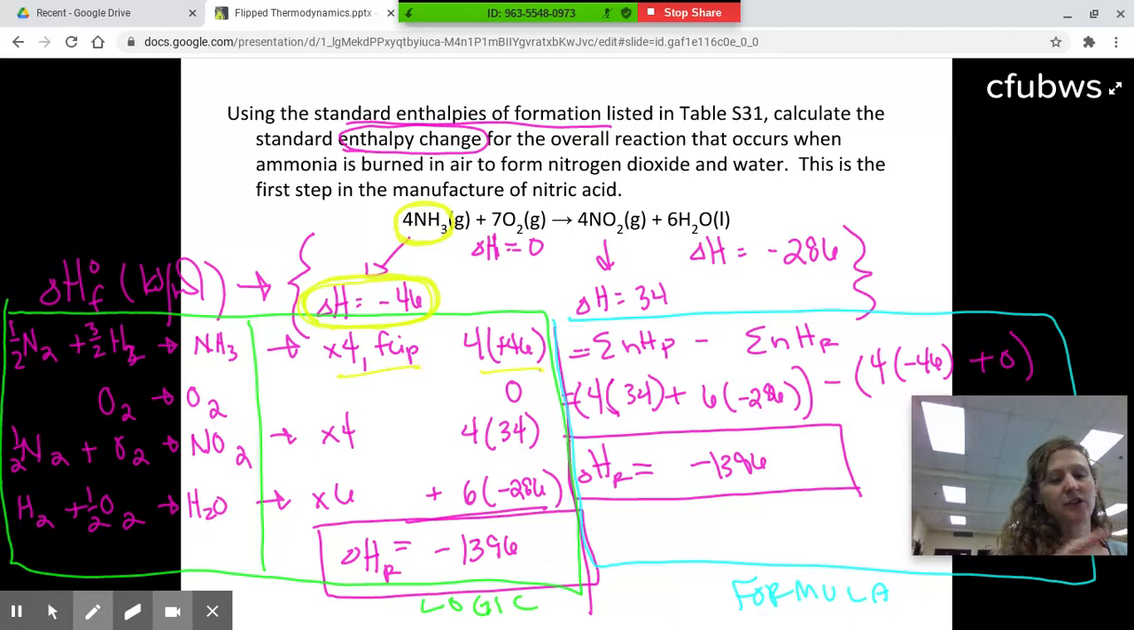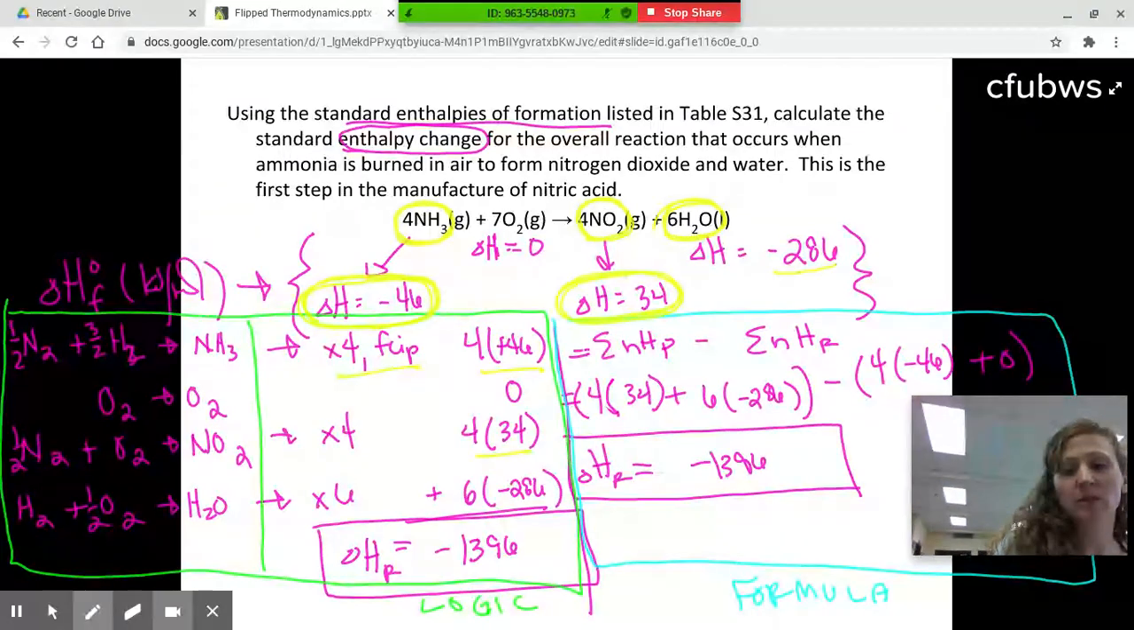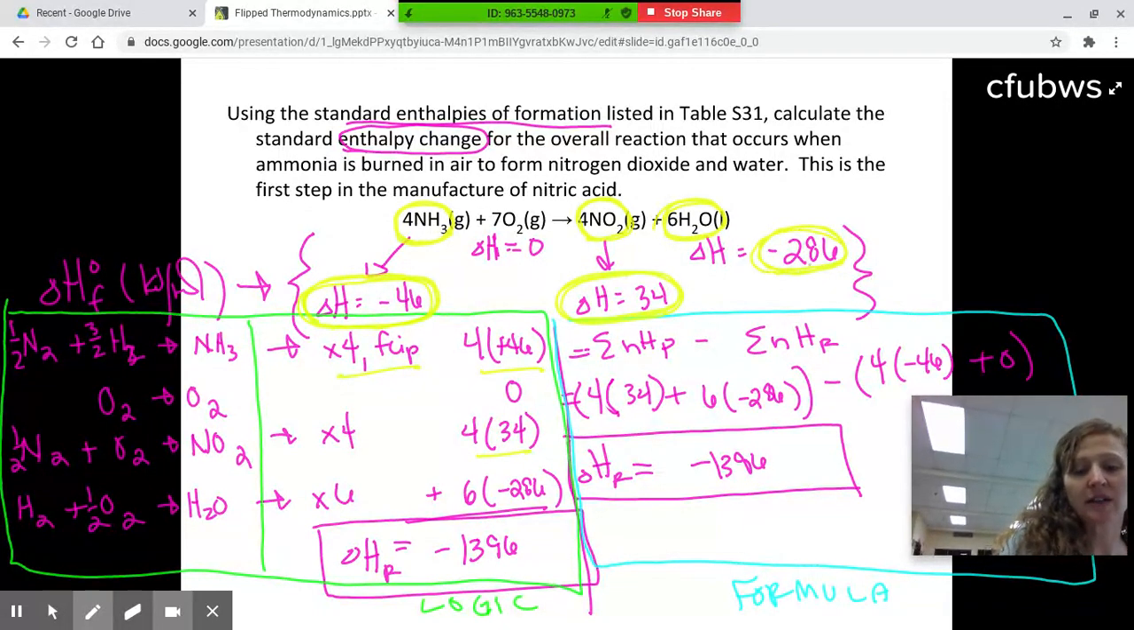And then my math should reflect that. I have a flipped sign. I have it multiplied by 4. And then same thing on the product side, NO2 is a product. The value in the table is given to me in terms of NO2 being the product. So I don't flip it, but I do multiply it by 4 because of the coefficient. And then same thing here with water. Water, I want to be a product. The value they give me in the book is formation, which means water is a product. And so I'm not going to flip the sign, but I am going to multiply it by 6 because of the coefficient.